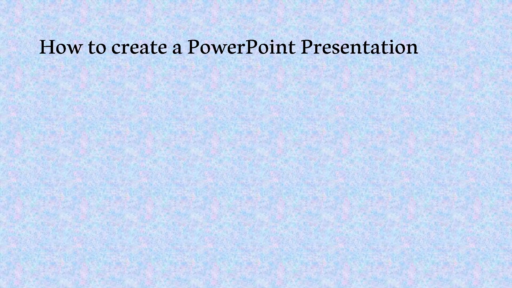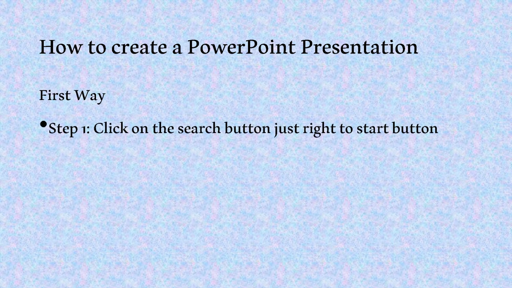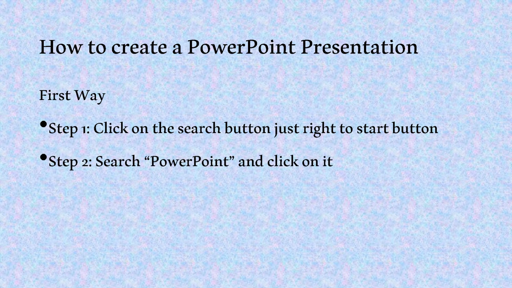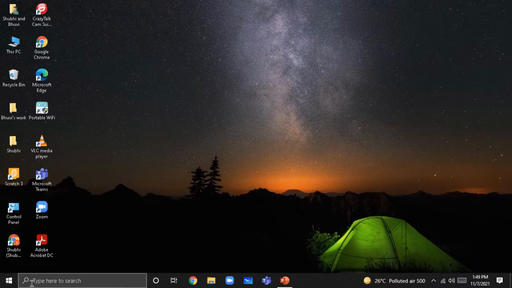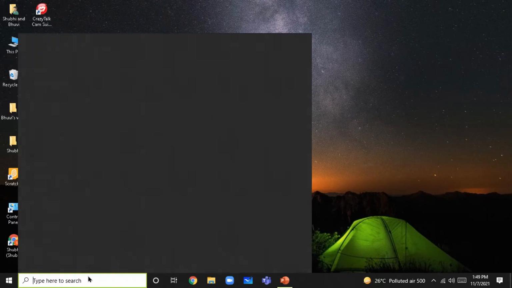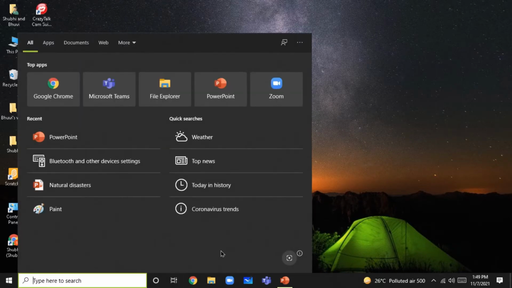How to create a PowerPoint presentation. First way. Step 1. Click on the search button just right to the start button. Step 2. Search PowerPoint and click on it. Step 3. Select the type of PowerPoint you want to make and click on Create. Let's watch a video to understand it.